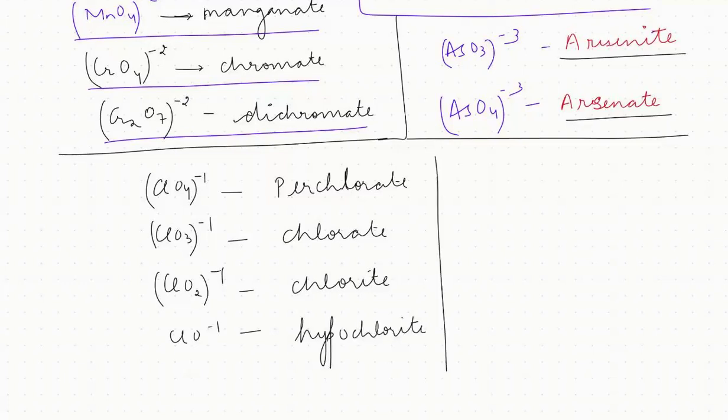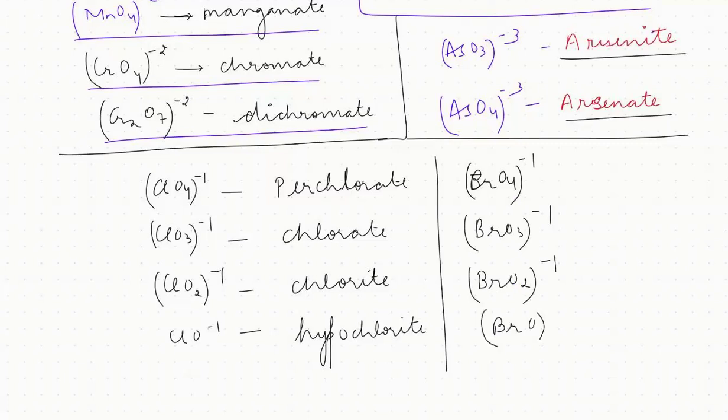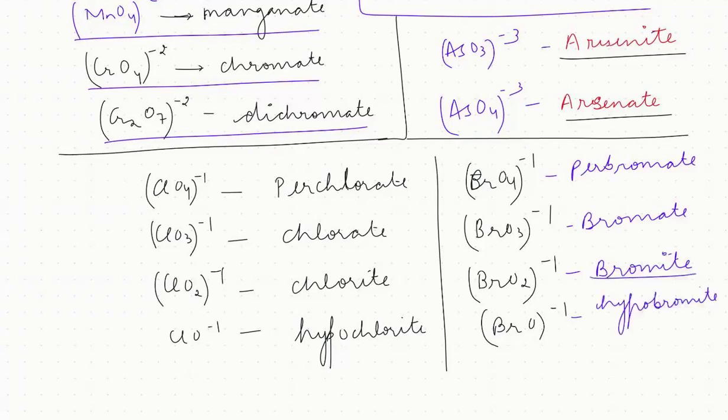Similarly, we would have BrO4 minus 1, BrO3 minus 1, BrO2 minus 1, and BrO minus 1. I hope you're understanding. We would have perbromate, bromate, bromite, and hypobromite.